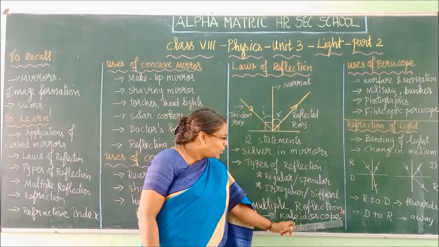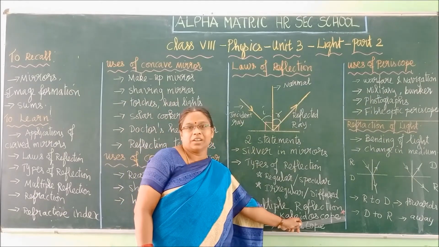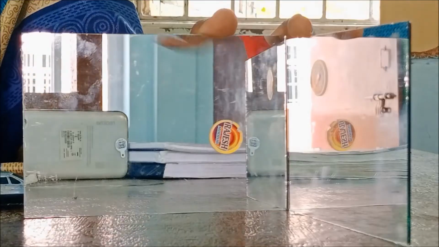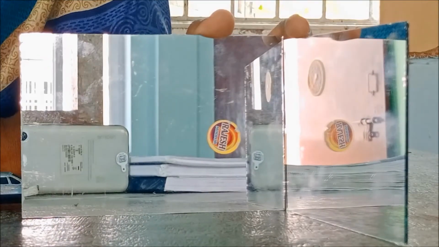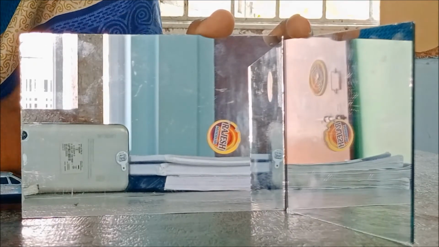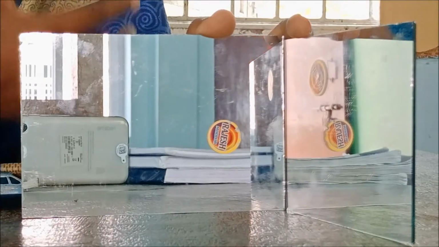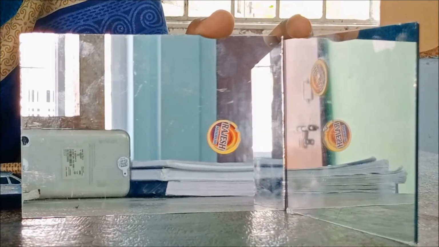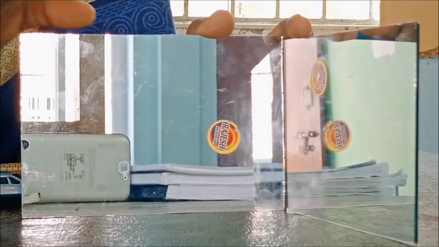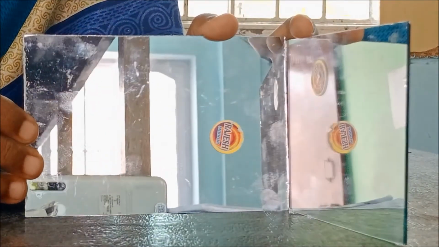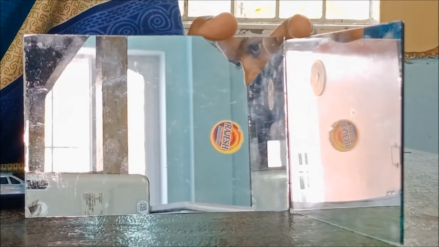For that, we are going to see one small activity now. Children, we are going to see about multiple reflection. In malls and other places, we have some combination of mirrors, where we can see so many images of one single object. That principle is what we are going to learn now. I have two mirrors here. First, I have kept them at right angles, meaning an angle of 90 degrees.